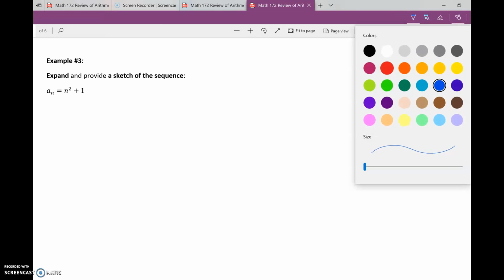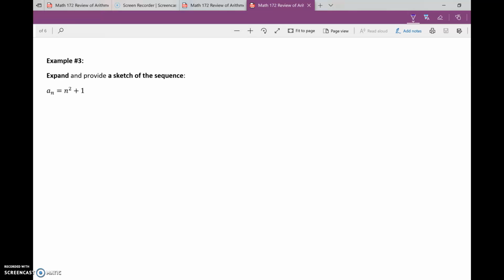Hi class, let's take a look at example 3. And in example 3, they want us to expand and provide a sketch of the sequence. Now, it's actually going to be not a parabola, but only a couple of values from the parabola. But let's actually start with the expansion.